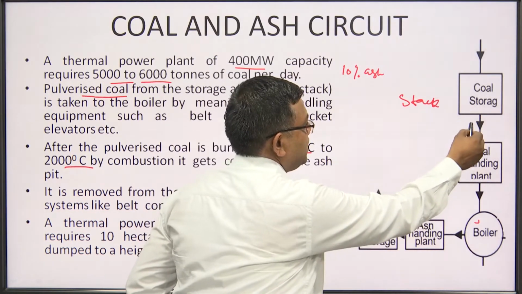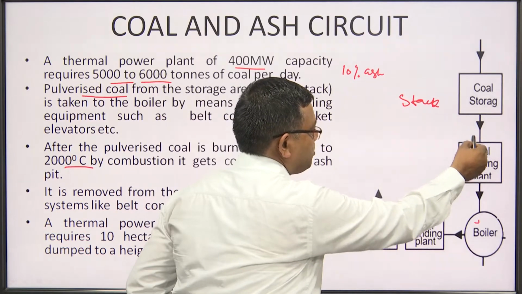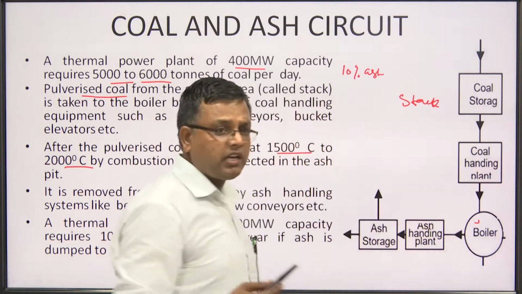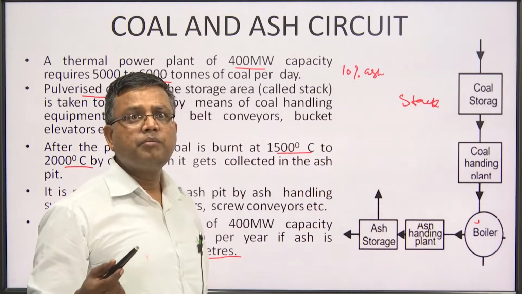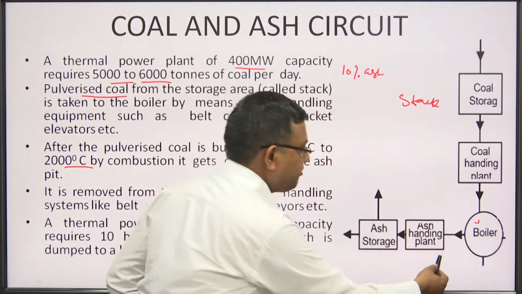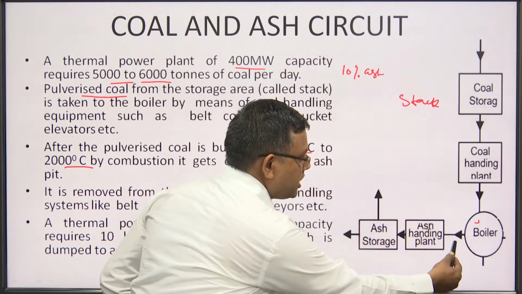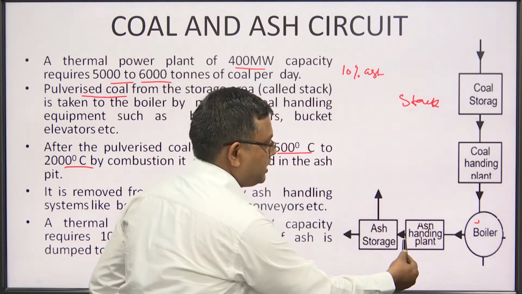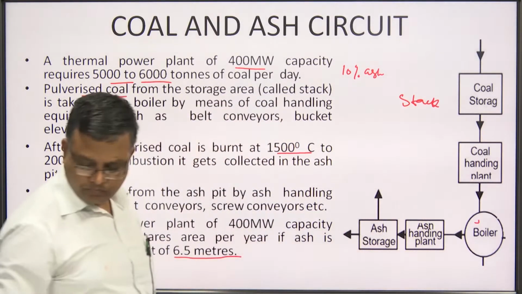From the coal stack, this coal is supplied to the boiler furnace with the help of various coal handling plant equipment, systems like conveyors, belt conveyor, bucket conveyor, etc. And after burning, when it converts into ash, that ash comes out with the help of some ash handling equipment, and then it is supplied to the ash storage.